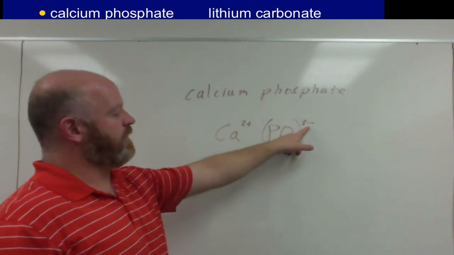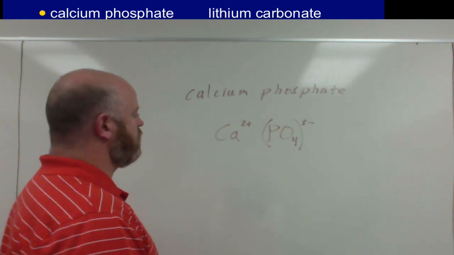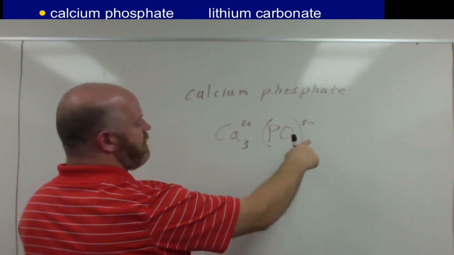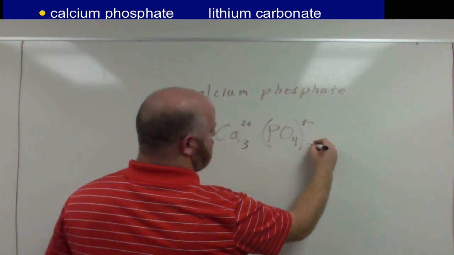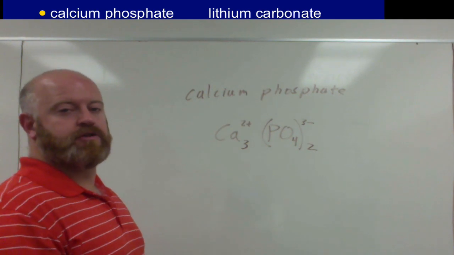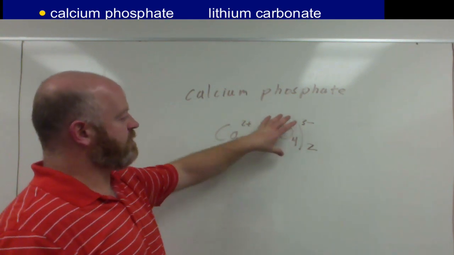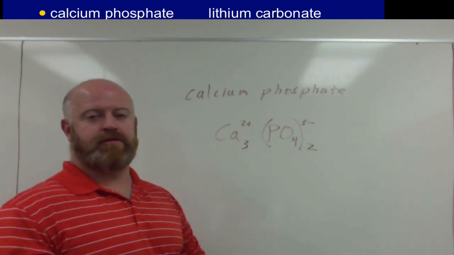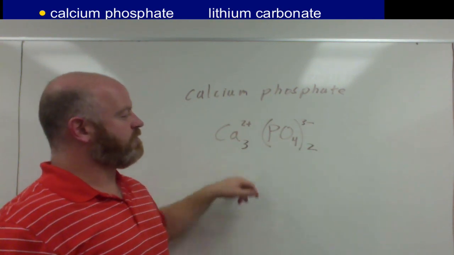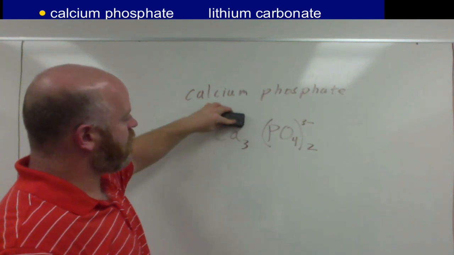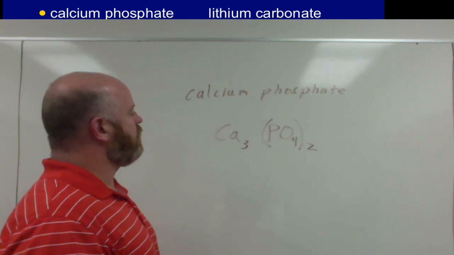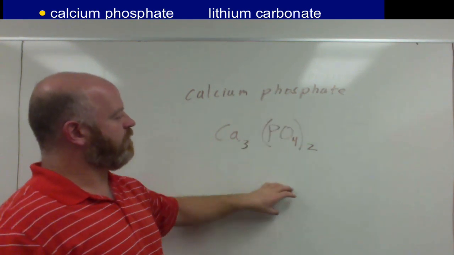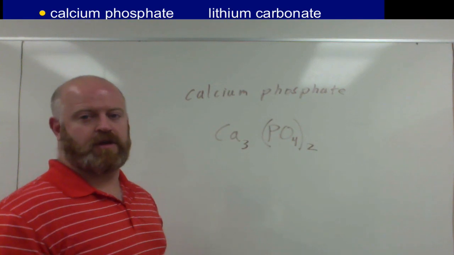Well, I have 2 and 3, so my least common multiple here is 6. So I need to have 3 calciums, and I need to have 2 phosphate groups. Okay? So the only correct way to do this is to have the parentheses and put the 2 outside of that. Putting a 2 and an 8 in here is something different. You have to do it this way. And then finally, when we do our final answer, we wouldn't include the charges. So calcium phosphate would be Ca3(PO4)2.